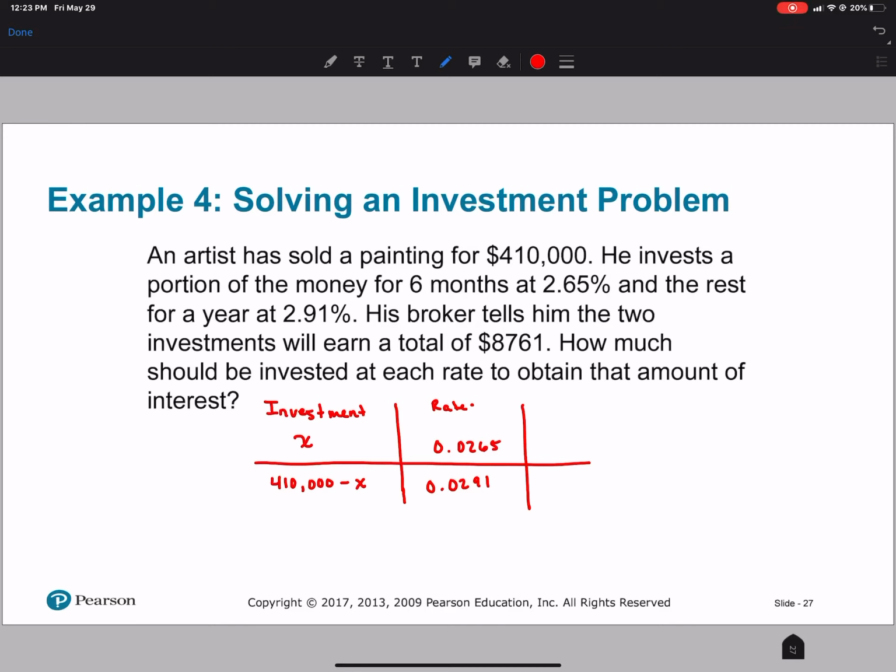Now, interest earned would just be what? All that multiplied together. So it'll be X. And let me get the time in here. We forgot to put the time. Give me 1 second. So let's go ahead and put the time in here. So for that first investment, it was how much time? 0.5. And then the other one was 1. And then we need to do the interest earned.